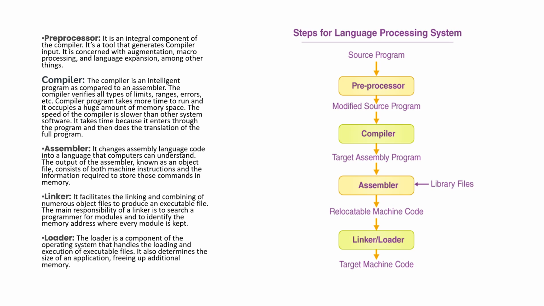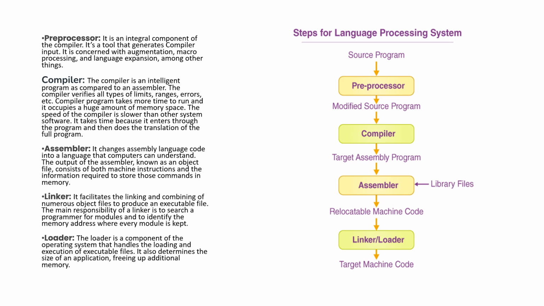Then this high level or modified source program passes to the compiler. As we know, compiler mainly finds the errors, and it is an intelligent program as compared to the assembler. Compiler verifies all types of limits, ranges, and errors. Compiler mainly takes more time to run, and it occupies a huge amount of memory space. The speed of compiler is slower than the other system software. It takes time because it goes through the program and then does the translation of the full program.